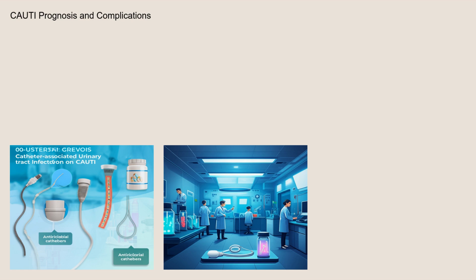The prognosis for CAUTIs is generally good with prompt and appropriate treatment. However, CAUTIs can lead to complications such as bloodstream infections, kidney infections, and prolonged hospital stays. Recent research focuses on developing new technologies to prevent CAUTIs, such as antimicrobial-coated catheters and improved catheter designs. Studies are also exploring the role of probiotics and other non-antibiotic strategies in preventing CAUTIs. Ongoing research and innovation are essential to further reduce the burden of CAUTIs and improve patient outcomes.